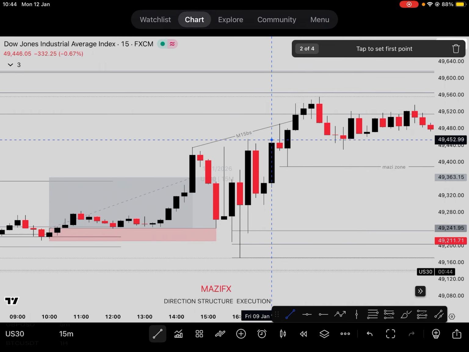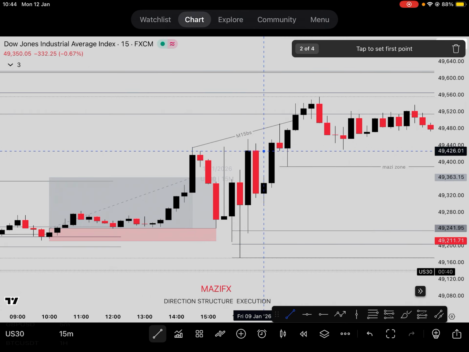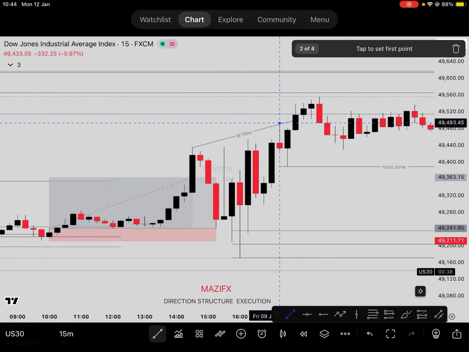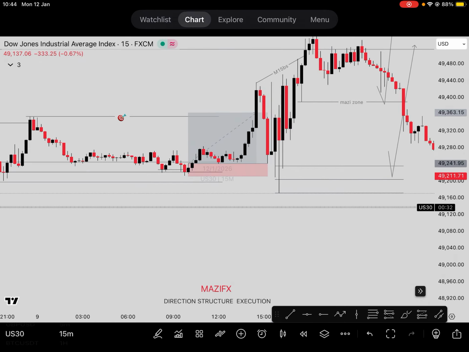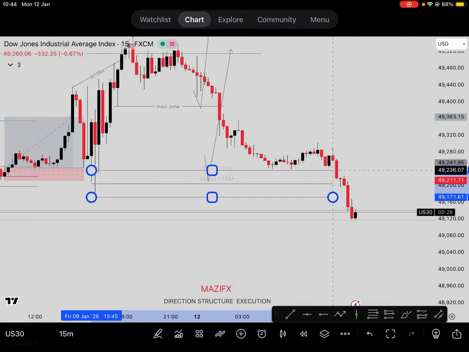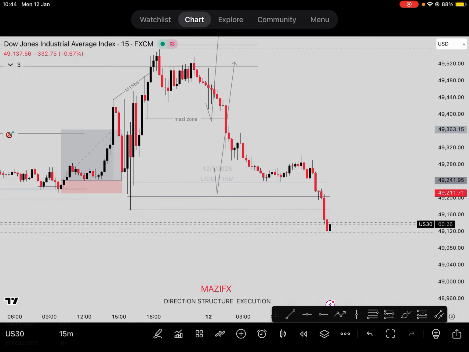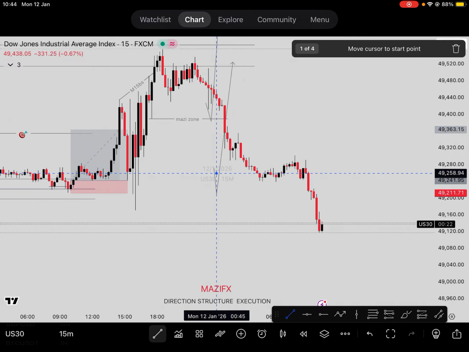All these were just weak above the previous high, weak until we finally got a body close above this current weak high here, and that is where we had our last 15-minute break of structure. So I was expecting US 30 to buy from this zone for a continuation, but obviously it closed with a body. So now that it closed with a body, it has given us a change of character.